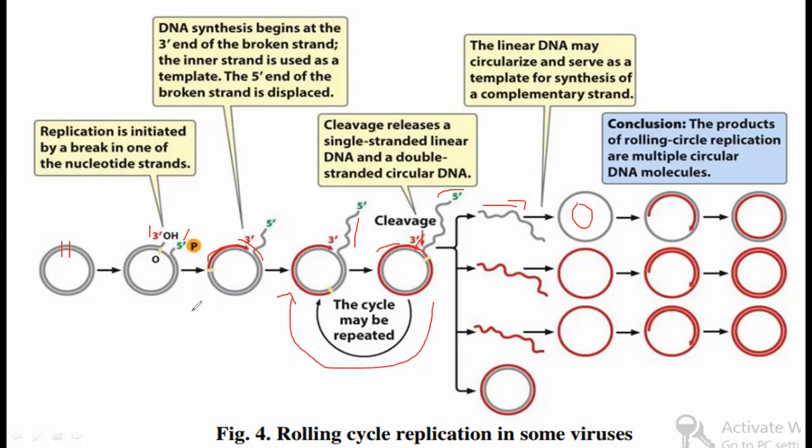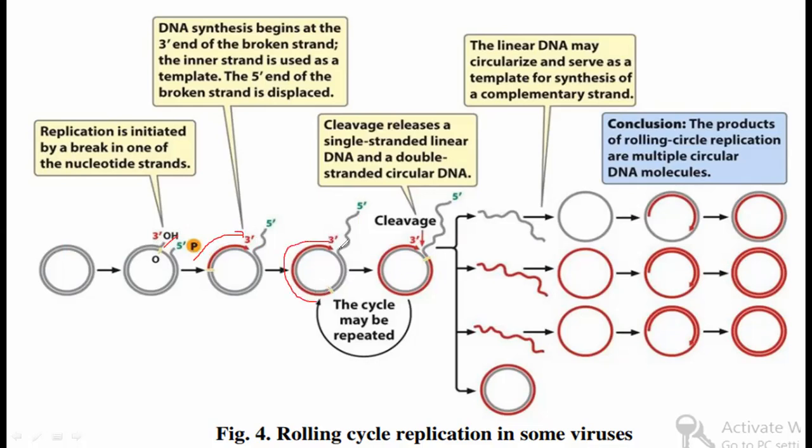So the difference between the theta replication and the rolling cycle replication is this. In theta, number one, no cut is given to the strand. Number two, there is an origin of replication, and the synthesis starts at both the strands. However, in the rolling cycle, there is no origin of replication, and you can see the synthesis starts only at one strand, right? Why is it called the rolling cycle? When the cut is made, it goes like this from the 5' to 3' end.